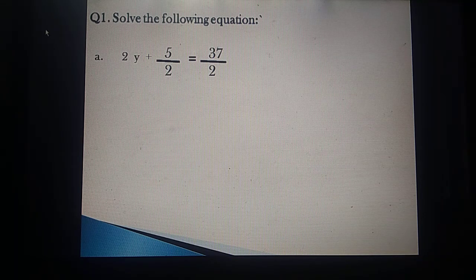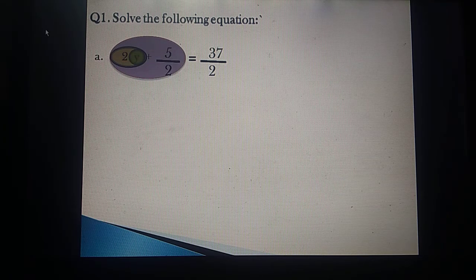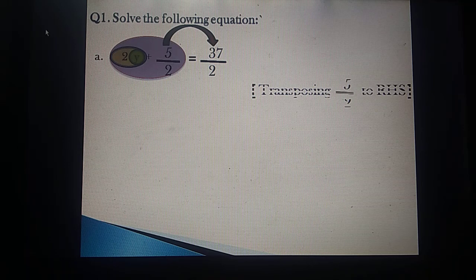Let's see. Question number 1. Solve the following question. (a) 2y plus 5 by 2 equals 37 by 2. First, we will highlight the variable, coefficient and then the constant on the same side. Now the outermost circle is having 5 by 2. So we will shift 5 by 2 to the right hand side, which means we are transposing 5 by 2 to the right hand side. So you are left with 2y on the left. On the right, 37 by 2 comes as it is.